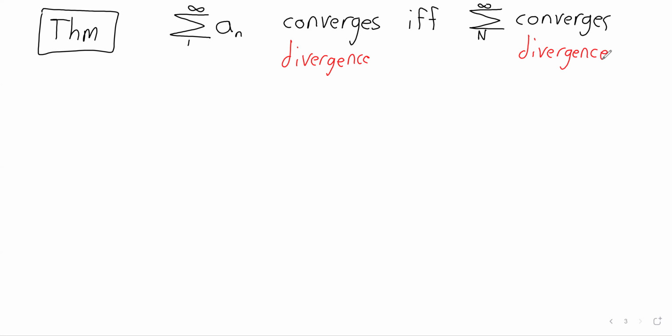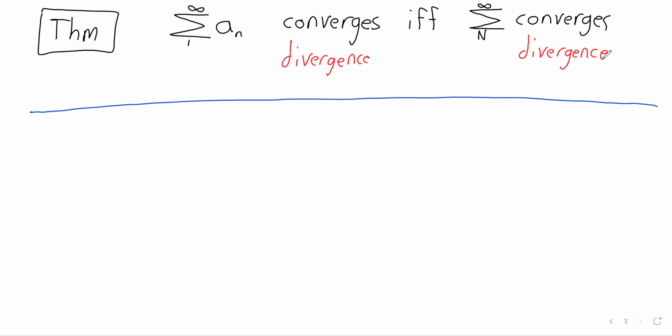Saying that this is useful, let's look ahead a bit. We're going to learn a series of tests for determining whether series converge or diverge. And a lot of those tests have restrictions on them. The most common restriction is that all of the terms have to be positive. There are other possible restrictions as well.